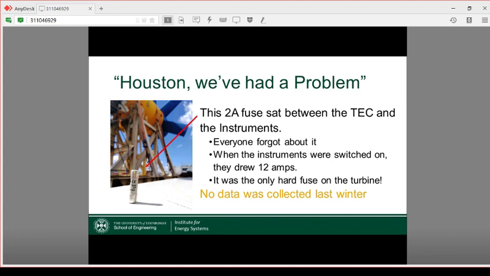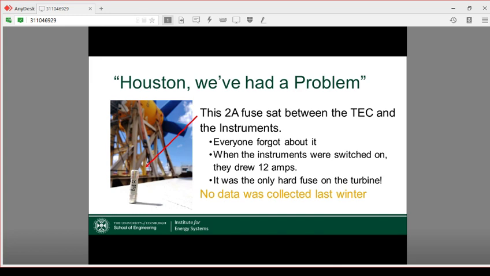And then we had a problem. And this is an example of this launch fever problem, that you don't think about everything when you're trying to get everything ready. So this turbine was going in last September, and there was this 2-amp fuse. We've kept the fuse, and it's going to be encased in resin with a little plaque on it because it caused us so much problems. We had to take power from the turbine to power the instruments, and there was a hard 2-amp fuse in between the turbine and the instruments. And we all forgot about it. And when we switched the instruments on, they drew 12 amps. So the fuse blew, and we got no data over the last winter.